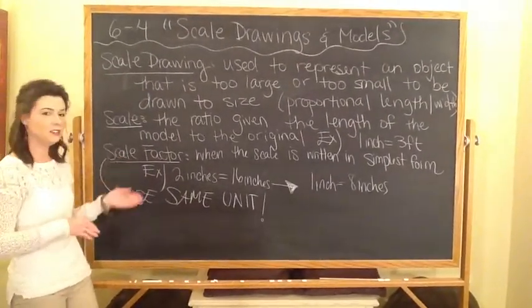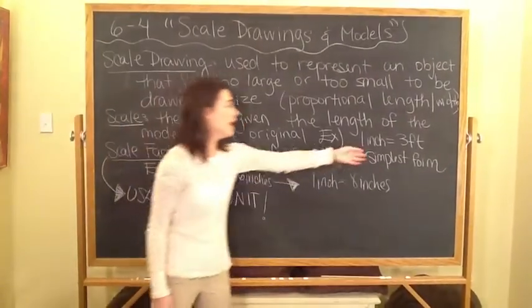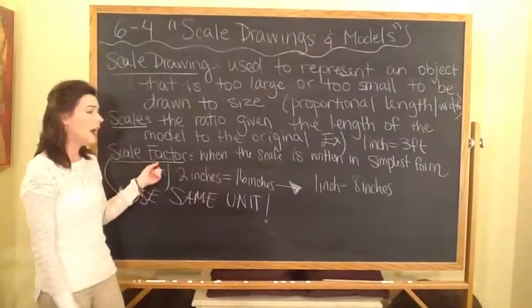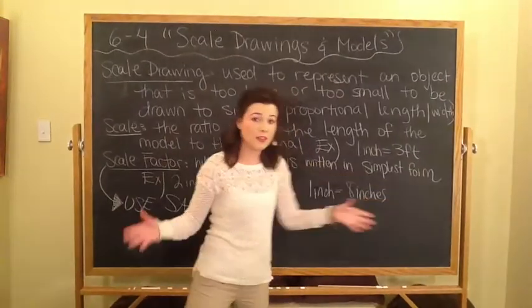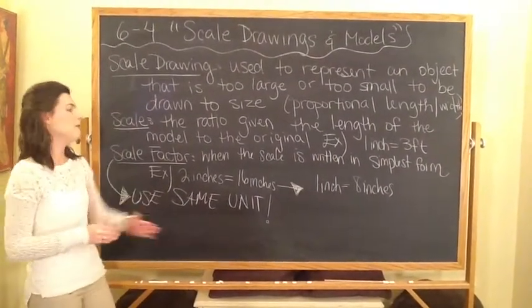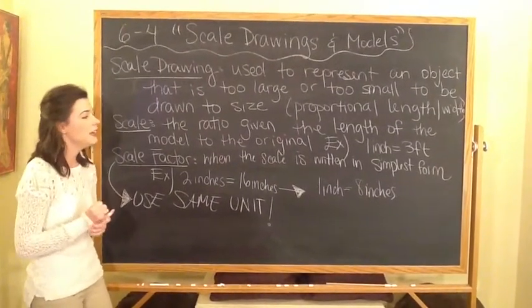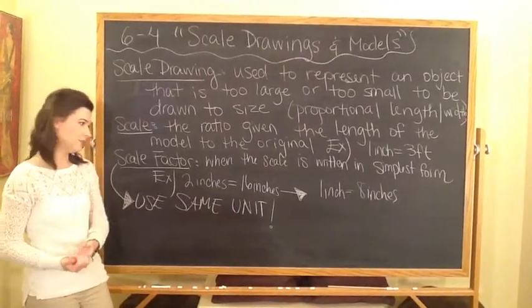Now, a scale factor is a little bit different from a scale. In the scale, we have 1 inch equals 30 feet. When we go to a scale factor, you can't have two different units like inches and feet. Everything has to be in one unit. So you'll have to use the same unit, and the scale factor is written in simplest form. So basically, you're taking the scale, making the units the same, and then putting it in simplest form.